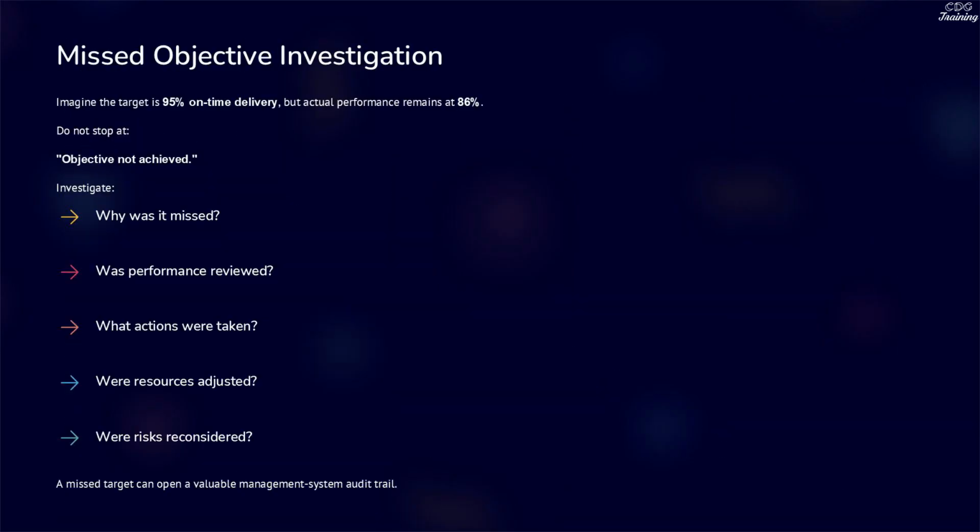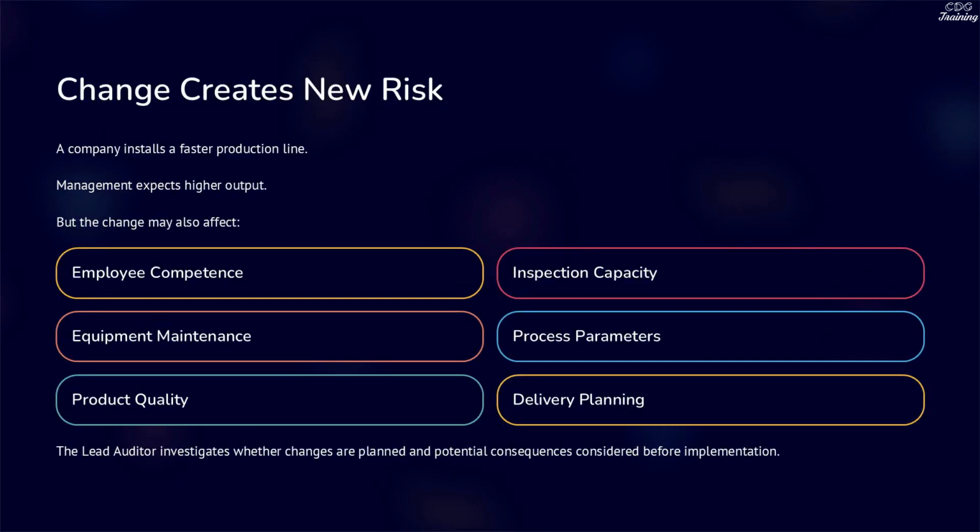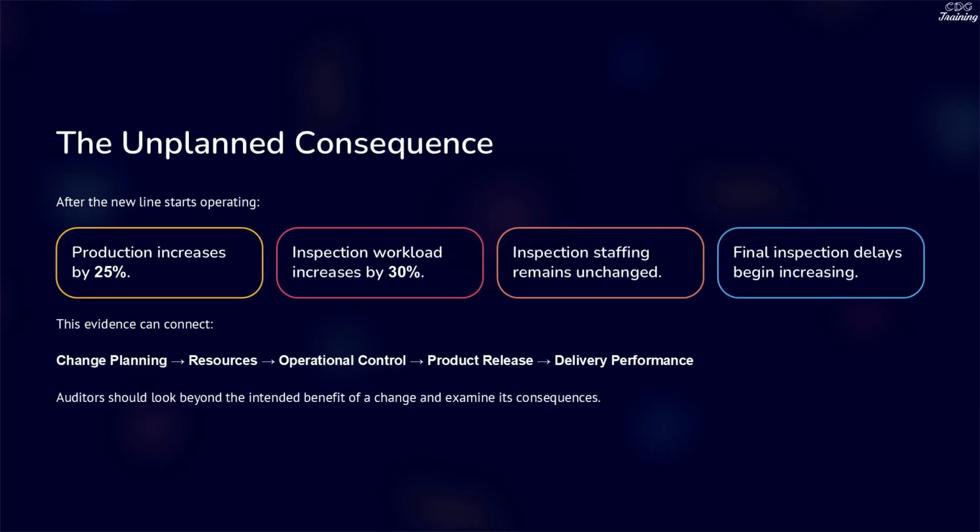If a target isn't met, investigate why. Review performance, actions taken, and whether resources or risks were reconsidered. Changes can introduce new risks. Consider how increased production might affect employee competence or product quality. When production increases, it can lead to unintended consequences like increased inspection workload or delays. Auditors should look beyond intended benefits to assess these impacts.